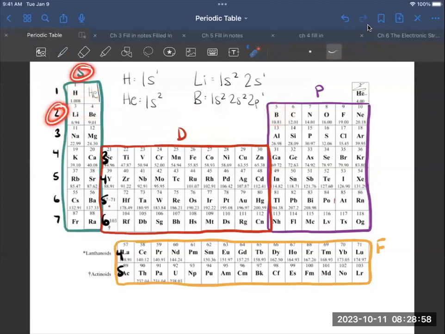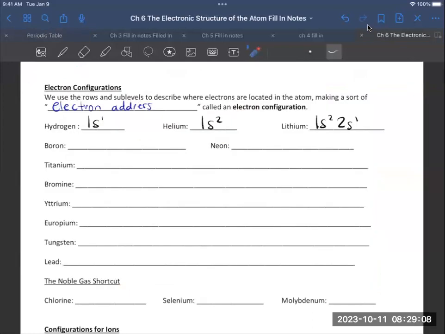So we went through the first shell, S section, 2 things, that was this. Second shell, S section, 2 things, that was this. And now we're still in the second shell, P section, first thing, and that's this. Okay, so that's boron's.